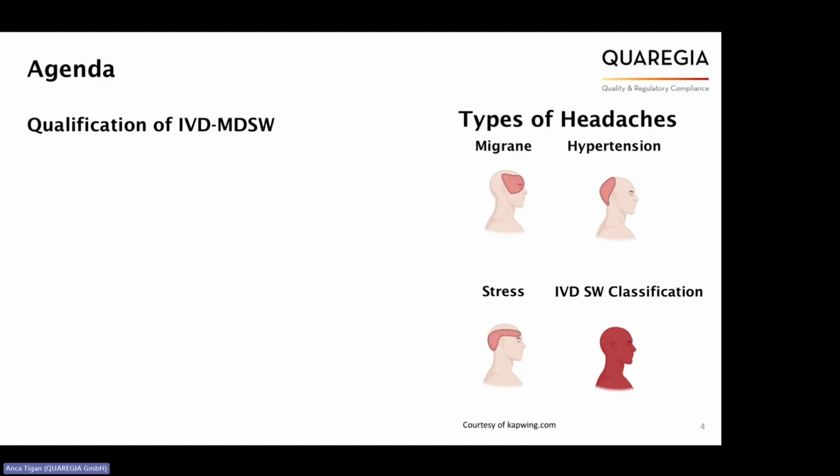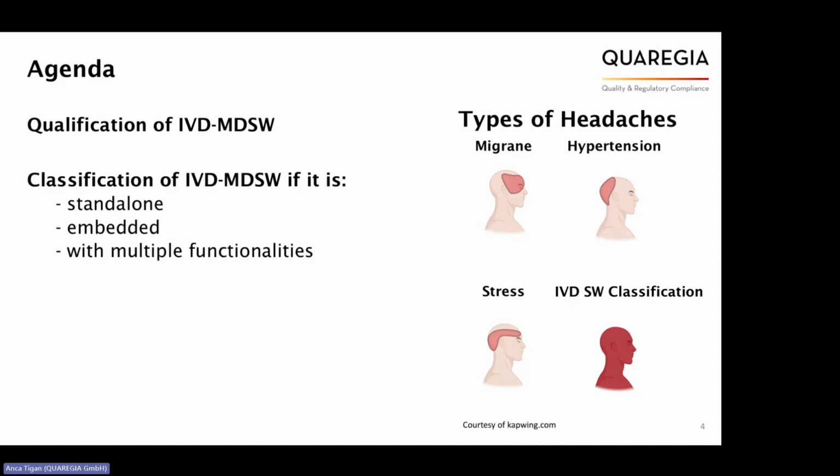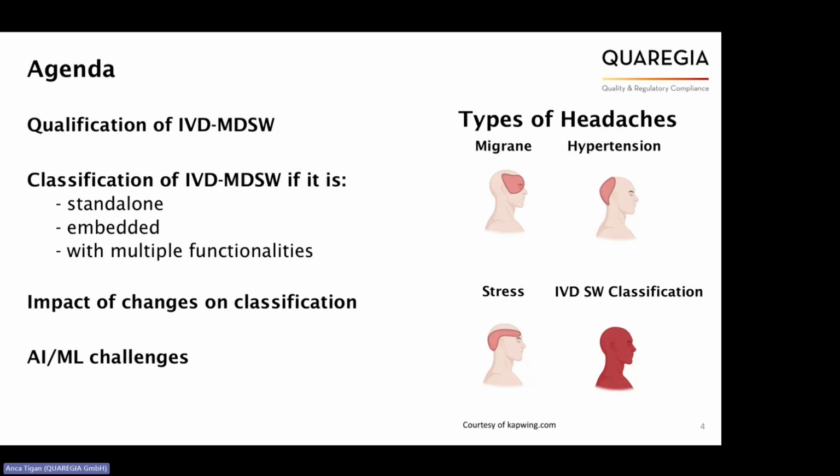So I will discuss the qualification of IVD-MDSV, which for the entirety of the talk stands for In Vitro Diagnostic Device Medical Device Software. I will then discuss classification of IVD-MDSV with examples of when the software is standalone, embedded, or has multiple functionalities. I will then discuss what type of changes impact classification and how this can be addressed. And I will touch a little bit upon challenges that are brought by AI and ML containing software.